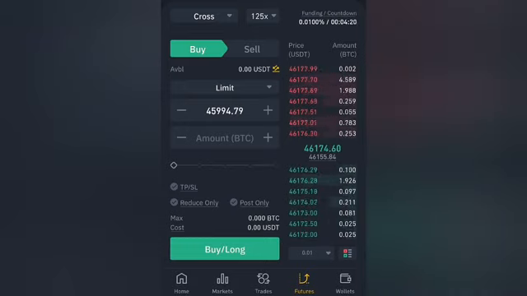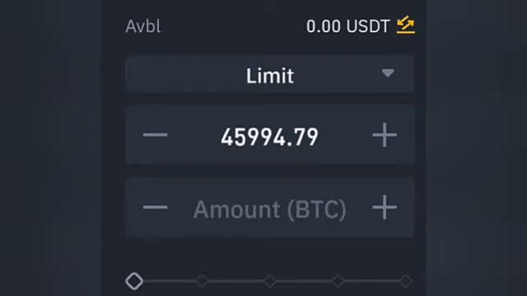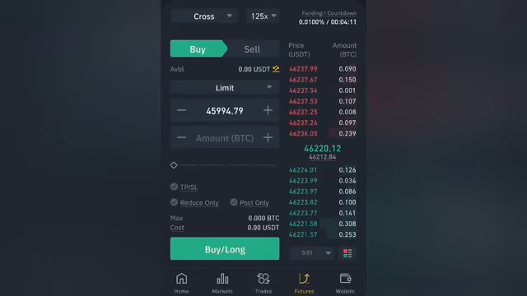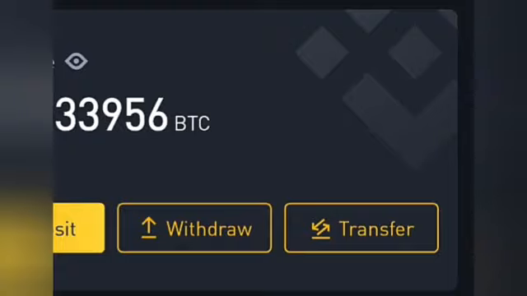Now, as you can see, we have 0.00 USDT present in our wallet. We would have to transfer USDT from our spot wallet to our USDT futures wallet. Once we do that, we'll be able to trade on the futures platform. Now, we would have to go to the wallet to transfer funds. Click on transfer right there.